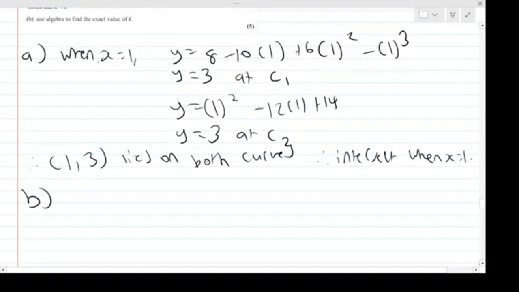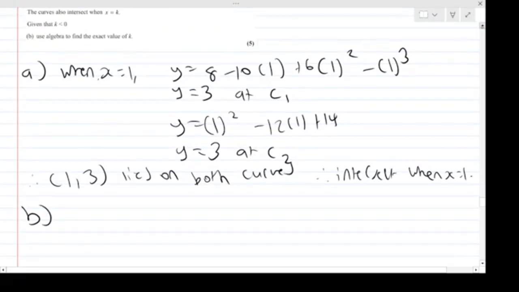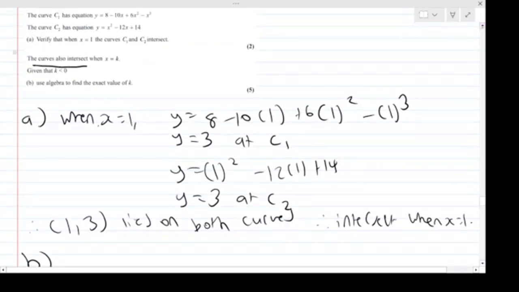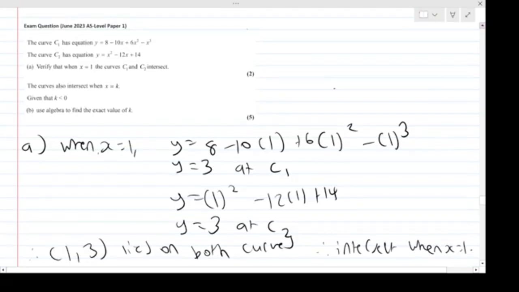Okay, cool. Then part B, well, we're told that the curves also intersect when x is k. Given that k is less than 0, use algebra to find the exact value of k. Well, this is where the factor theorem will kick in, and you'll see.